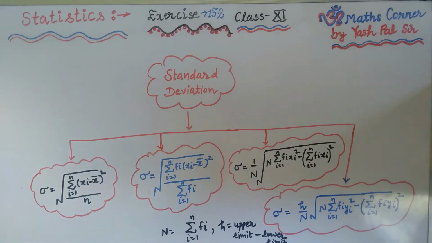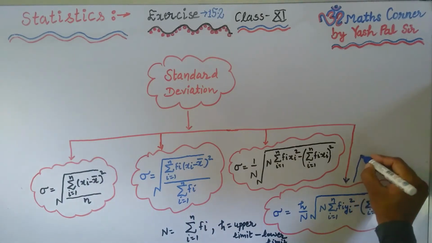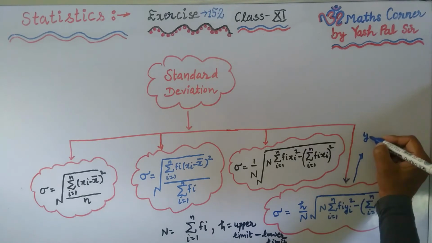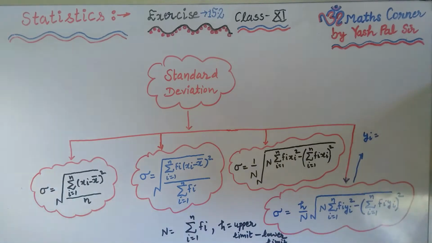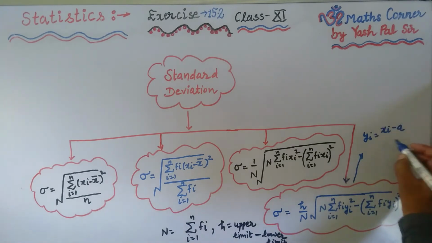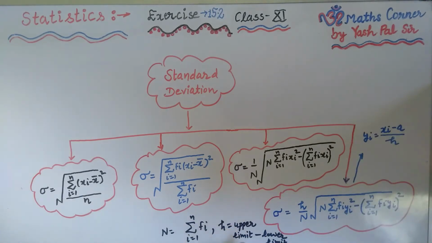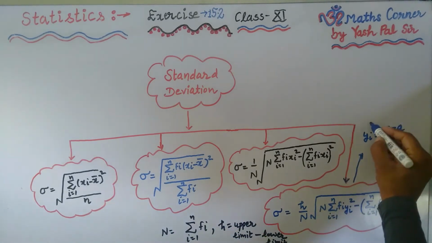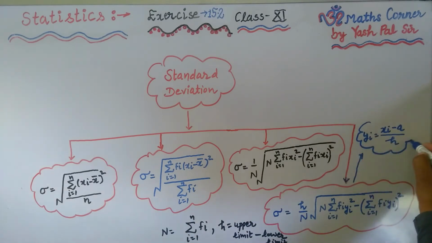Now let us proceed towards the questions of the exercise. One more term, yi, is used here. What is yi? We find yi as xi minus a, the assumed mean, divided by h, the same h, upper limit minus lower limit. This is the way we find the value of yi.